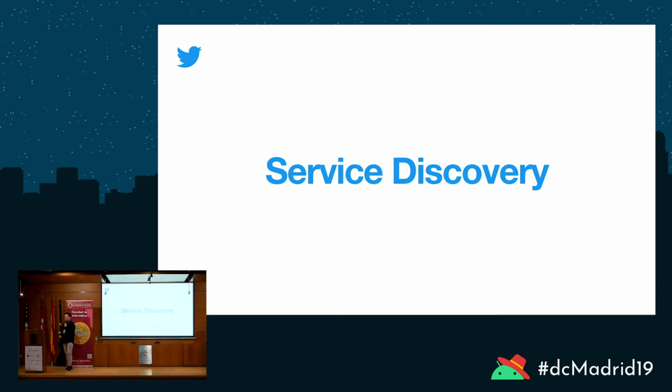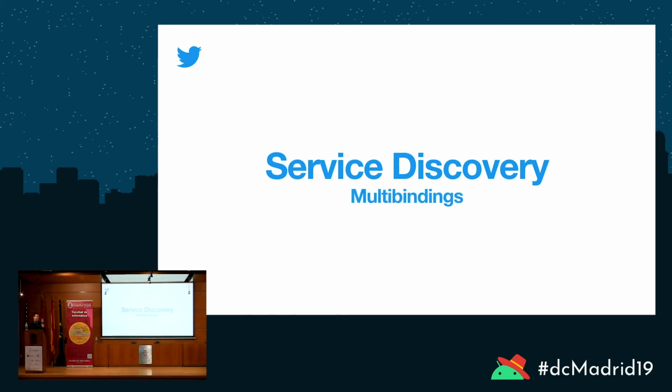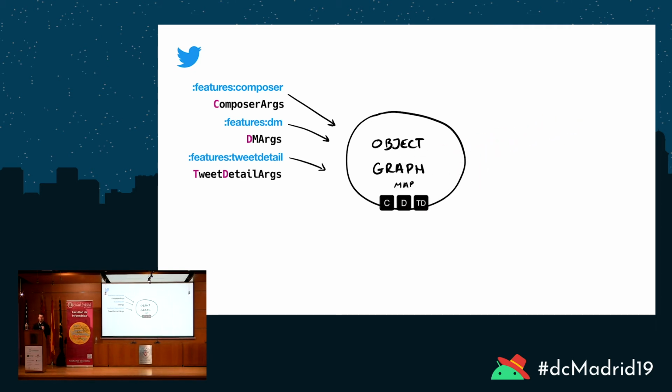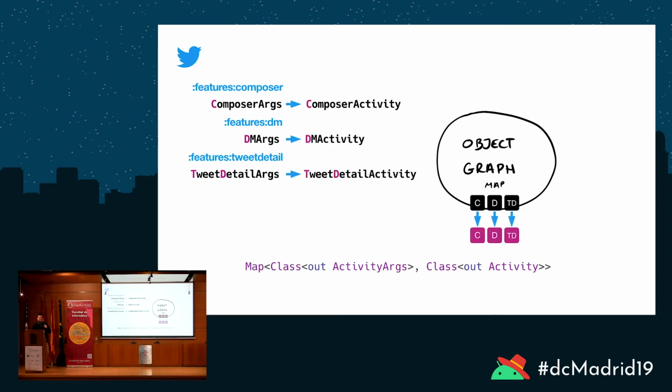But we need to be able to aggregate all of them. So we need a service discovery mechanism. So in Dagger, those are multi-bindings. The idea is that we would add a multi-binding for every activity arguments class in its Gradle module. Dagger would create a binding for a set or a map, depending on the type of multi-binding that you use, and aggregate them. So in our case, it would be aggregated in a map.